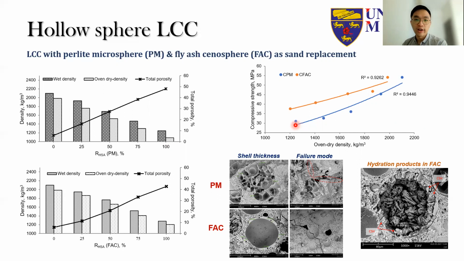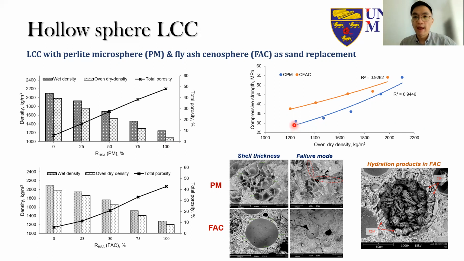So the compressive strength is exceeding 30 MPa at least, and at such a low density, a 30 MPa compressive strength is actually considered quite good, right? Quite high. And it can be even considered as a structural grade with this compressive strength.